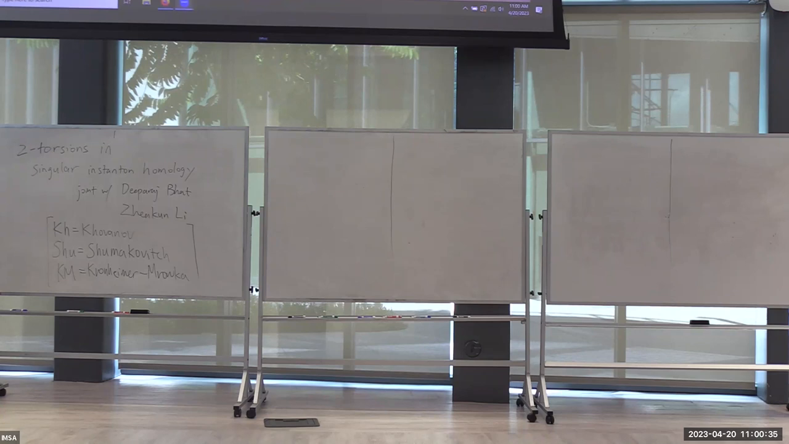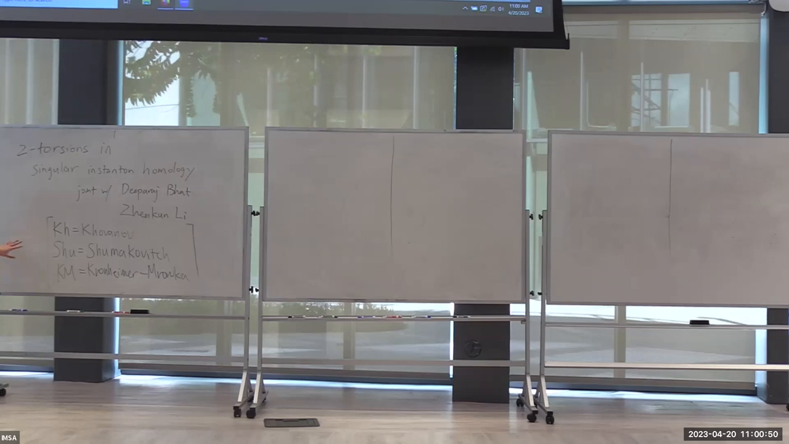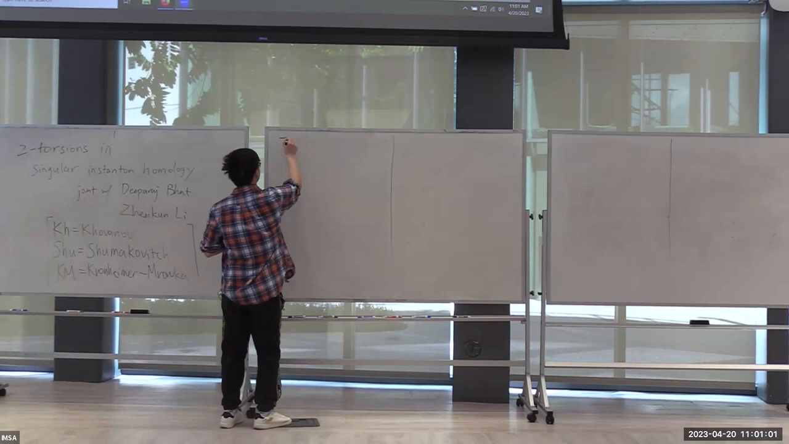And my title is Convergence in Singular Instanton Homology. This is in-progress work joint with Deeparaj Bhat and also Zhenkun. As you may see, I already wrote down some names here, because these names motivate our work. So I will first start with Kronheimer-Mrowka's famous results about unknot detection.